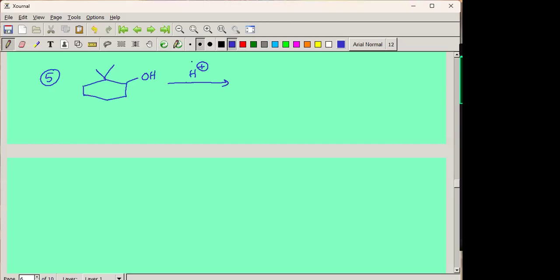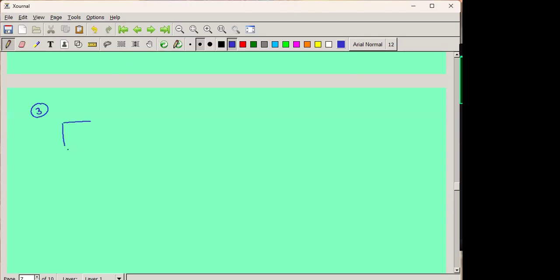So I'll go with this third example. I'll explain the third example. See here, this is the third one. I'm going to give this description for this.